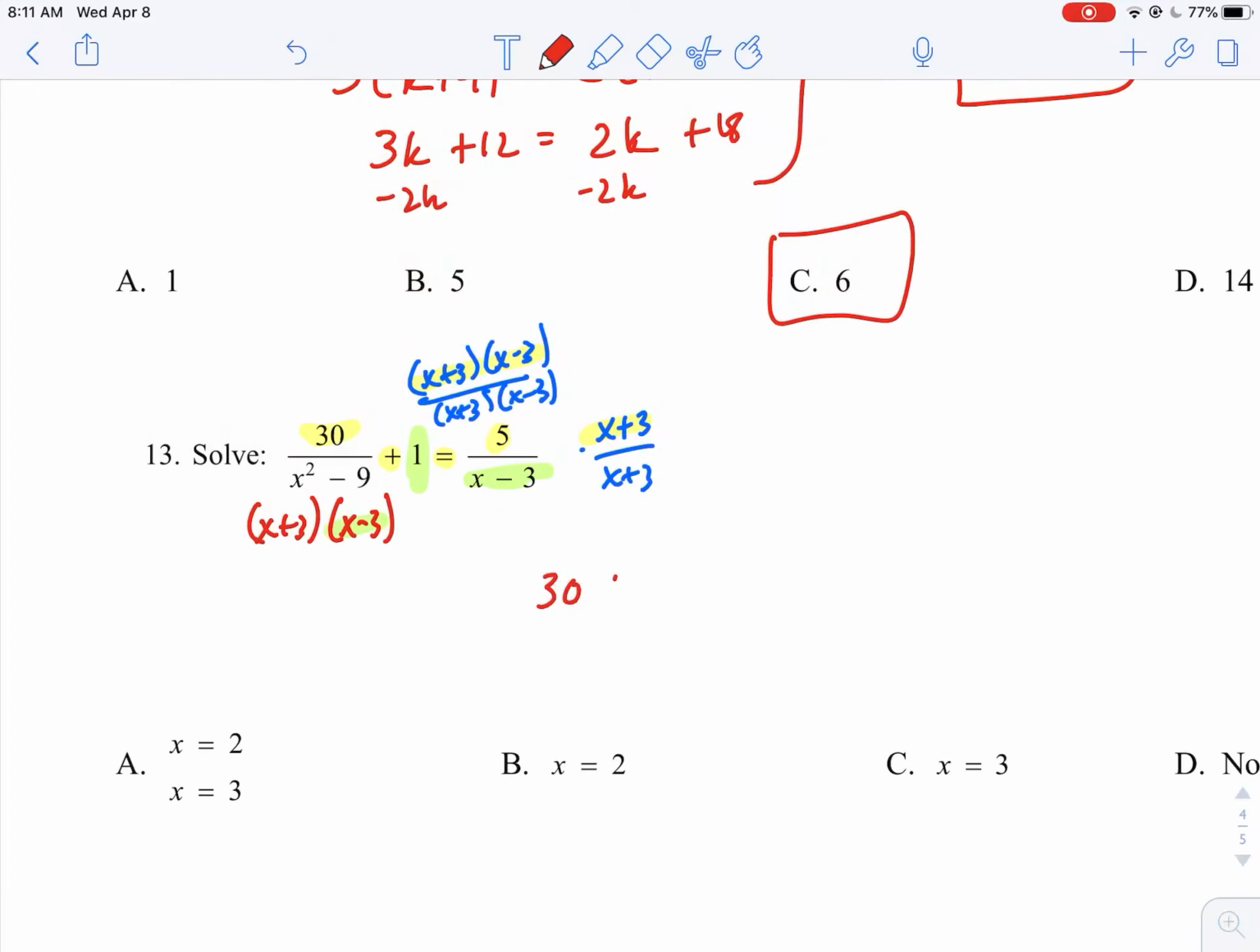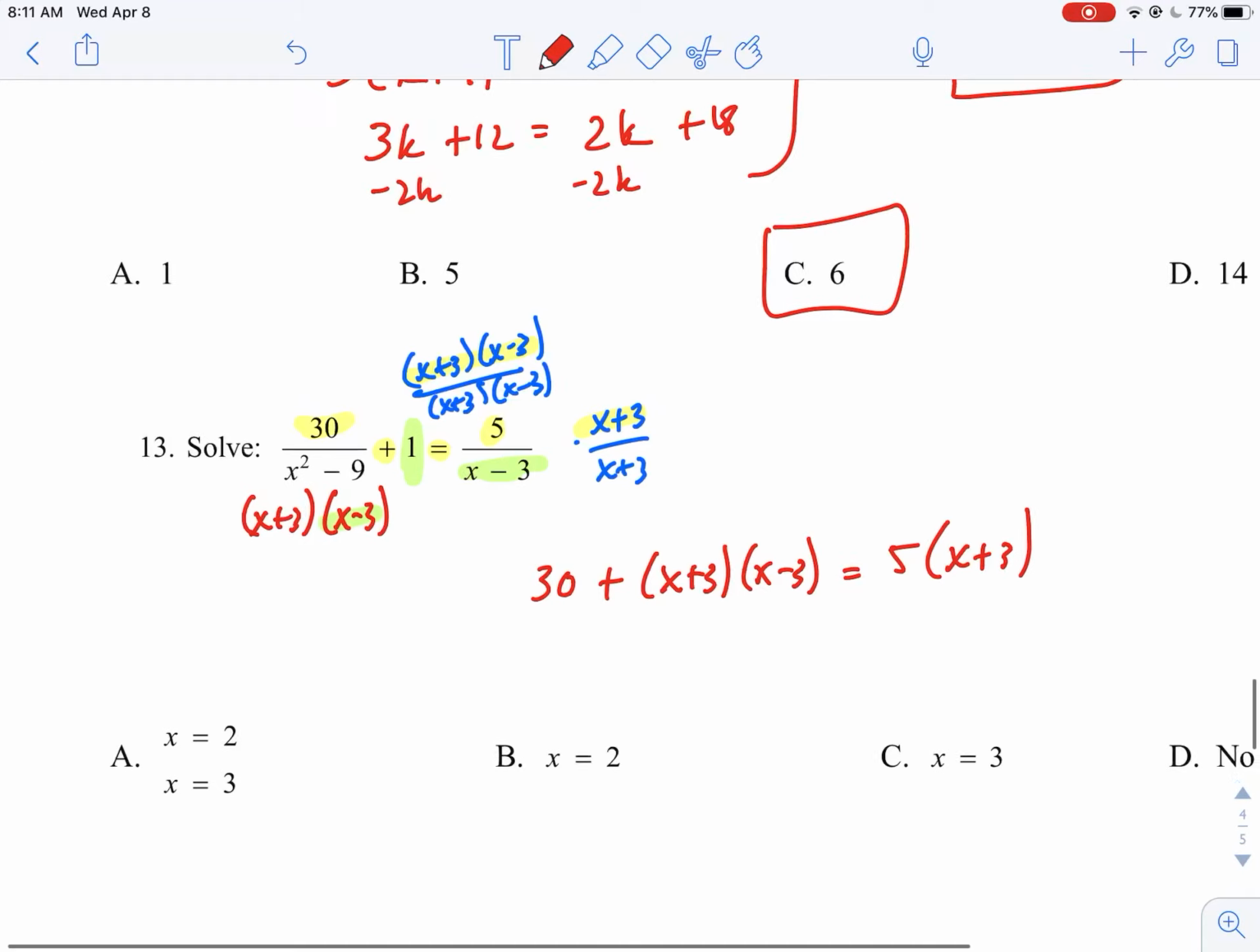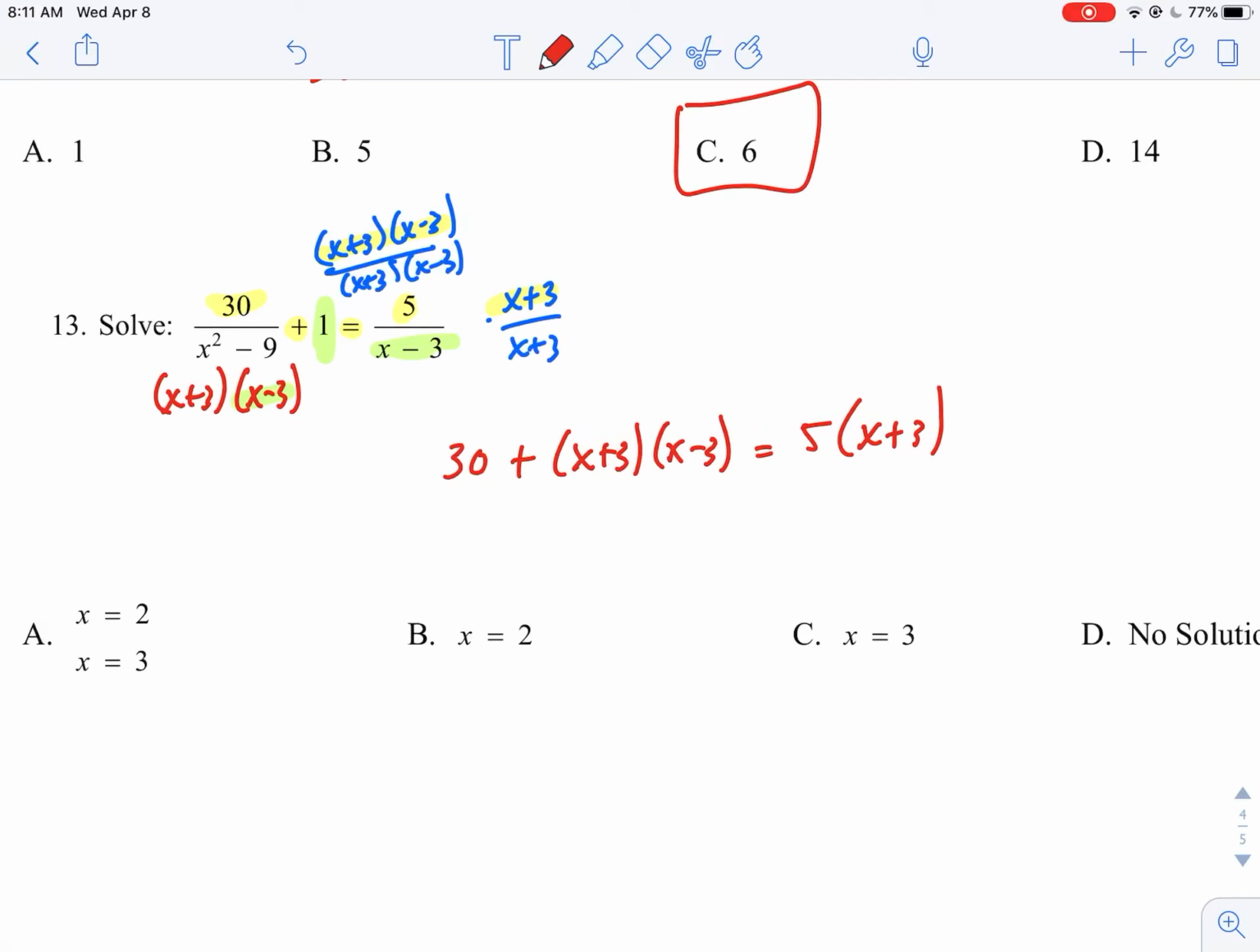So I've got 30 plus x plus 3 times x minus 3 is equal to 5 times x plus 3. And I've got a little bit of work to do here. So I've got some foiling on the left and some distribution on the right. So 30 plus x squared minus 9 is equal to 5x plus 15. Combining some like terms, moving some things over to the left, I'm looking at x squared minus 5x. This 30 and this minus 9 is going to give me a 21, but then I'm going to subtract another 15 from it. So it looks like I've got a plus 6, which actually works out for factoring.